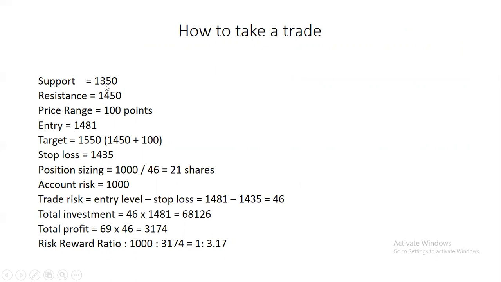So in HDFC Bank, support 1350, resistance was around 1450. So this price range was 100 points. Today price closed at 1481. Assuming, let's say you bought around 1481, so your entry will be, I am assuming in this example, 1481. Now what will be your target? How to find out the target? See, you need to add this 100 points range to the resistance. So 1450 plus 100 points, target will be 1550.